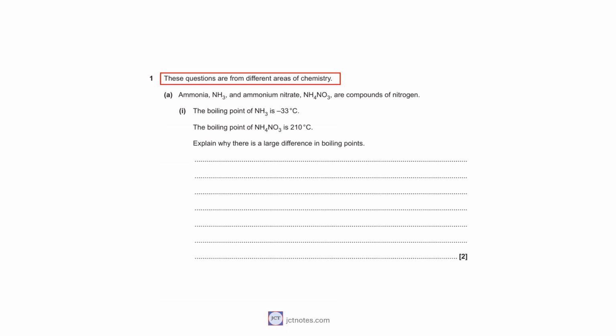Question 1 contains questions from different areas of chemistry. In Part A, we have that ammonia and ammonium nitrate are compounds of nitrogen. In the first question, we have that the boiling point of ammonia is -33 degrees Celsius and the boiling point of ammonium nitrate is 210 degrees Celsius. We are asked to explain why there is a large difference in boiling points.